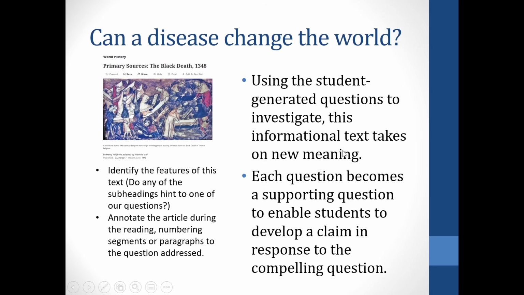So we look at this. The next thing is we're going to have the students annotate the article during the reading. When we go through the close reading process, you guys know the first time you go through to read, and then the second time you have the whole process that you follow. As the students do that, have them annotate the article during the reading, numbering segments or paragraphs to the questions addressed. Now we can go back to that list, but you guys saw those 6 or 7 questions listed a moment ago.